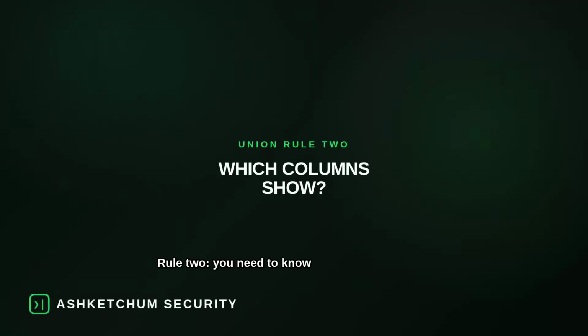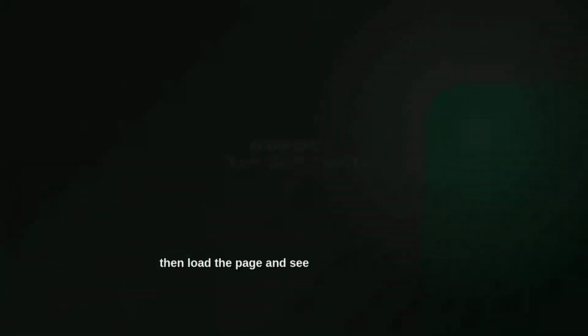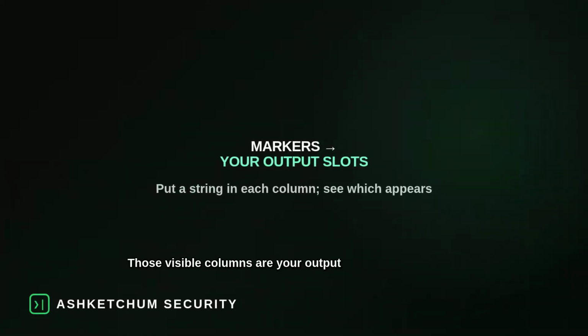Rule 2, you need to know which of those columns actually shows up on the page. So you replace your nulls with markers, put a recognizable string or a number in each column position, then load the page and see which markers appear. Those visible columns are your output slots, the ones you'll use to pull real data out. Now you have everything the union needs, the right number of columns, and the exact positions where your extracted data will be displayed back to you. Time to actually take something.